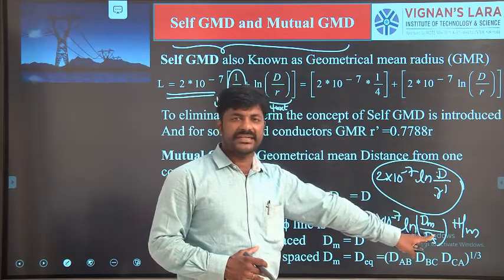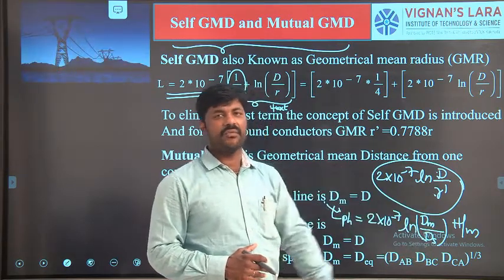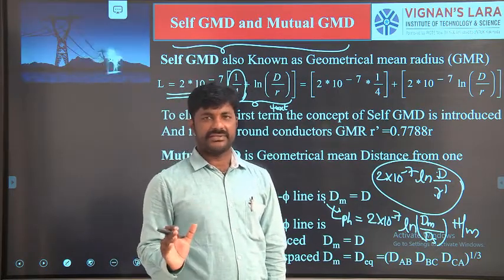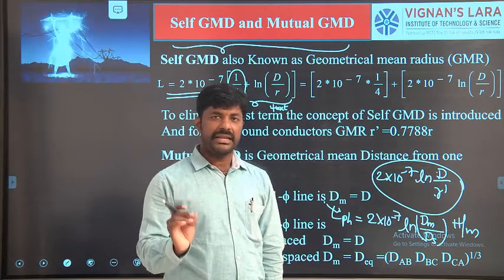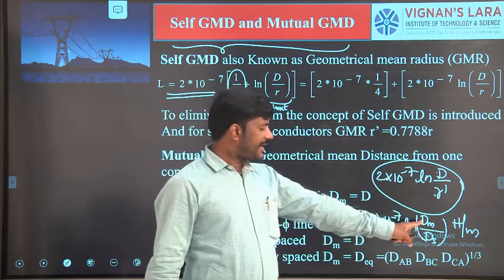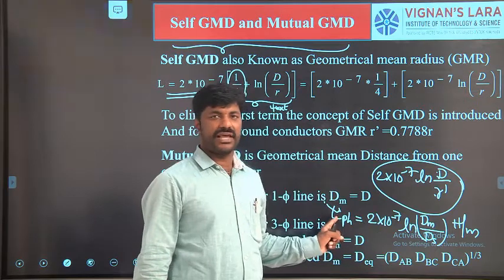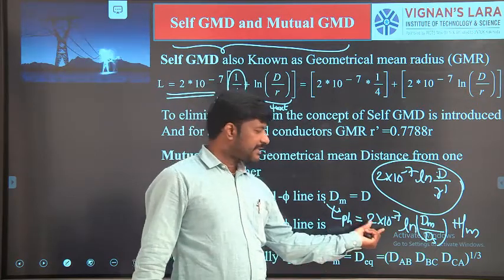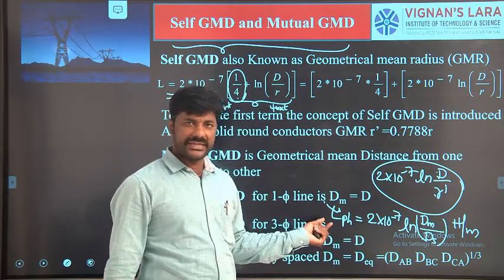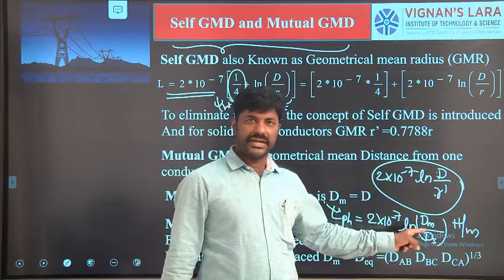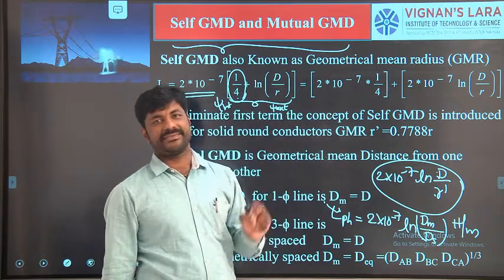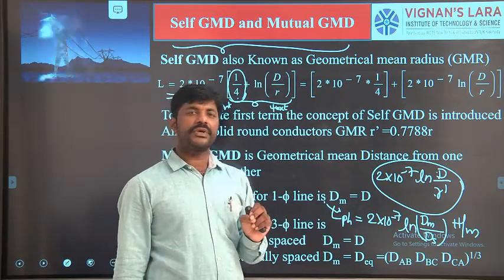This term, Ds, is now called self GMD, self geometric mean distance, or self geometric mean radius, both are the same. So finally, 2 into 10 power minus 7 ln of Dm by Ds, this is the inductance value in a generalized way. Where this is a constant, we won't bother about that constant. Finally, to obtain the inductance of any system, we should bother about the two distances. They are self distance and mutual distance, self GMD and mutual GMD.